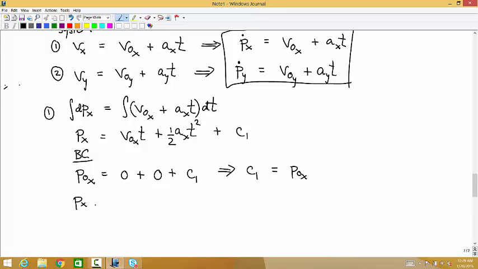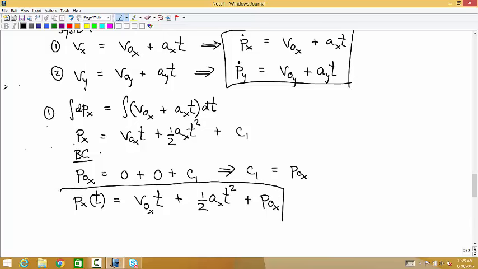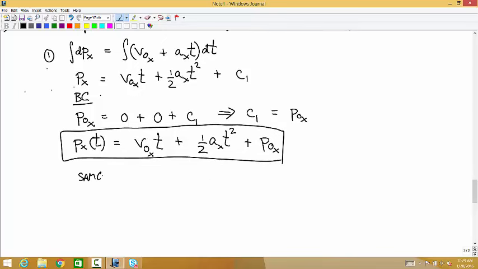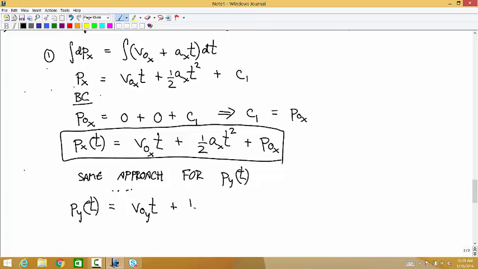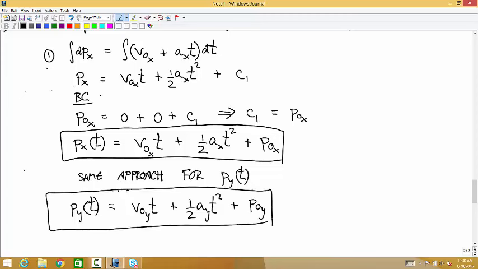And so the final form is that px as a function of time is equal to v0xt plus 1/2 ax t squared plus p0x. Same approach for py, and you get py of t is equal to v0y times t plus 1/2 ay t squared plus p0y. And you've seen those equations before.